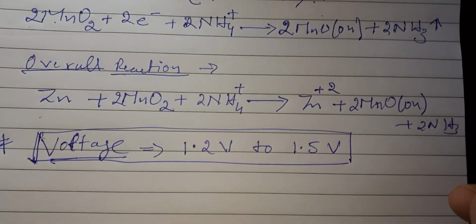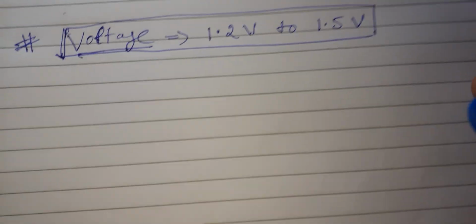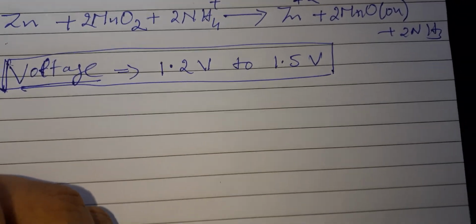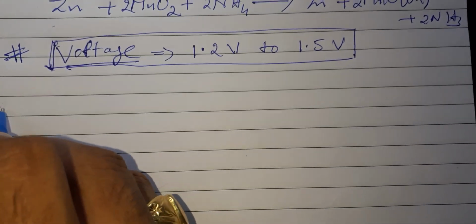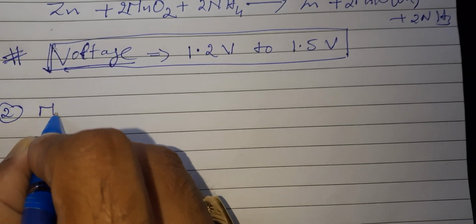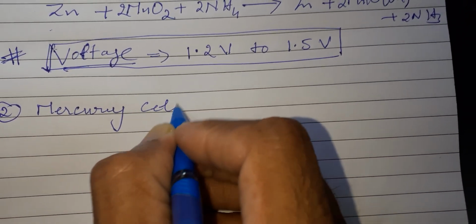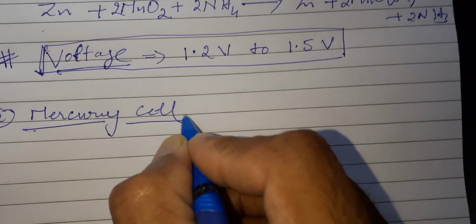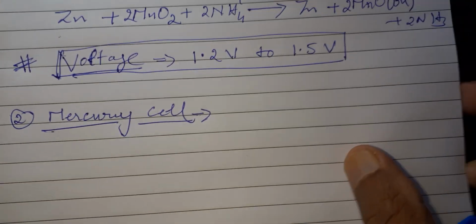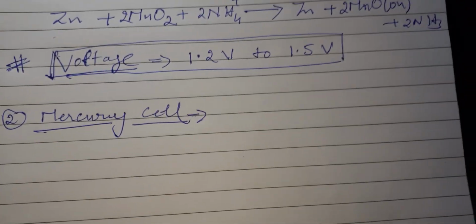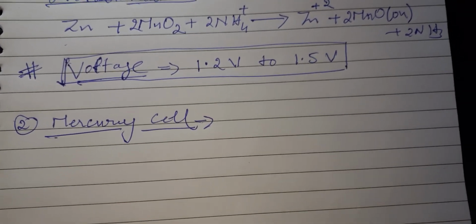Okay, so this is all about the dry cell. The second type of cell we will discuss today is the second example of primary cells, that is the mercury cell. All of you have seen this cell. Commonly, these are the smallest electrochemical cells used in our daily life.